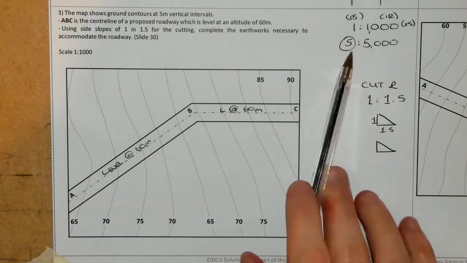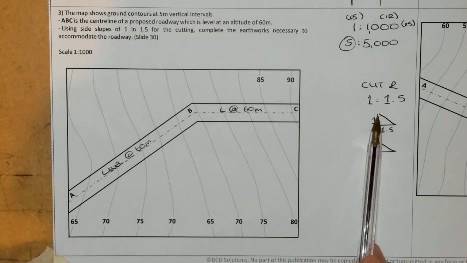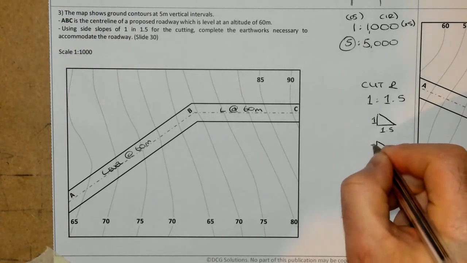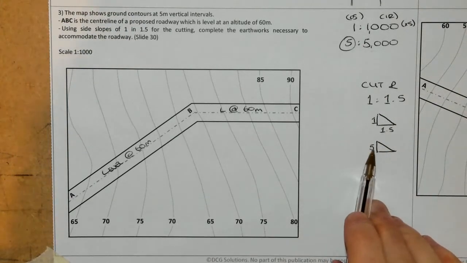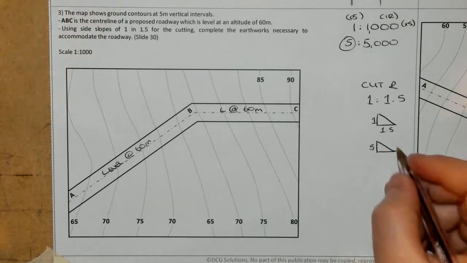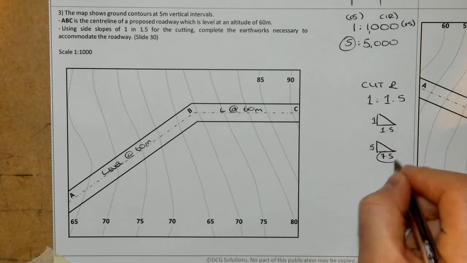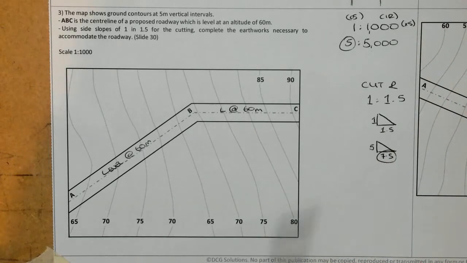So I apply that 5 then to my cut ratio. For every 1 meter I go up, I go out from the side of the road 1.5. Therefore, 5 times 1 is 5, so for every 5 meters I travel in height, I'm going to go 5 times 1.5, which is 7.5. I'm going to travel out 7.5 from the road, and that's the one that we're going to use to help us.